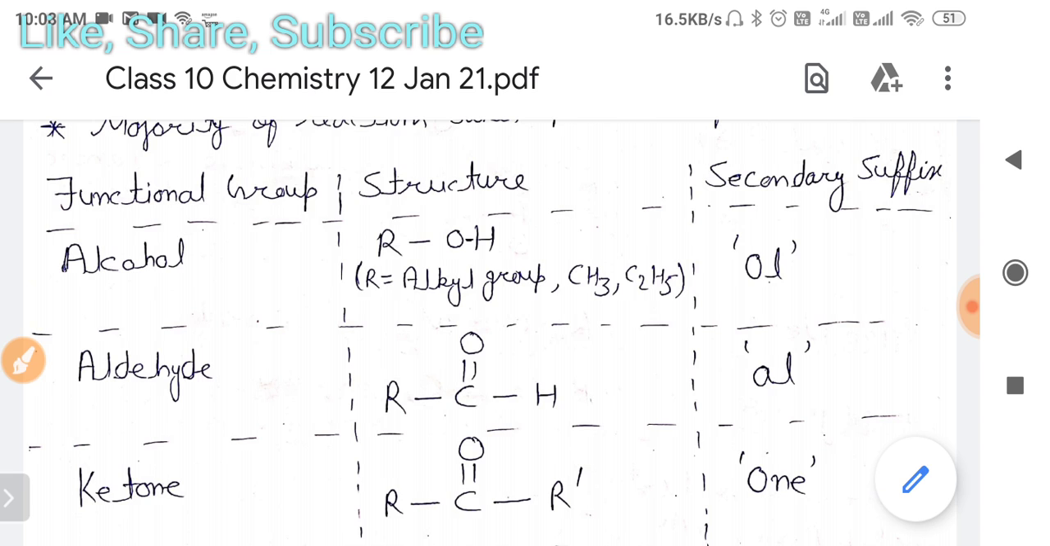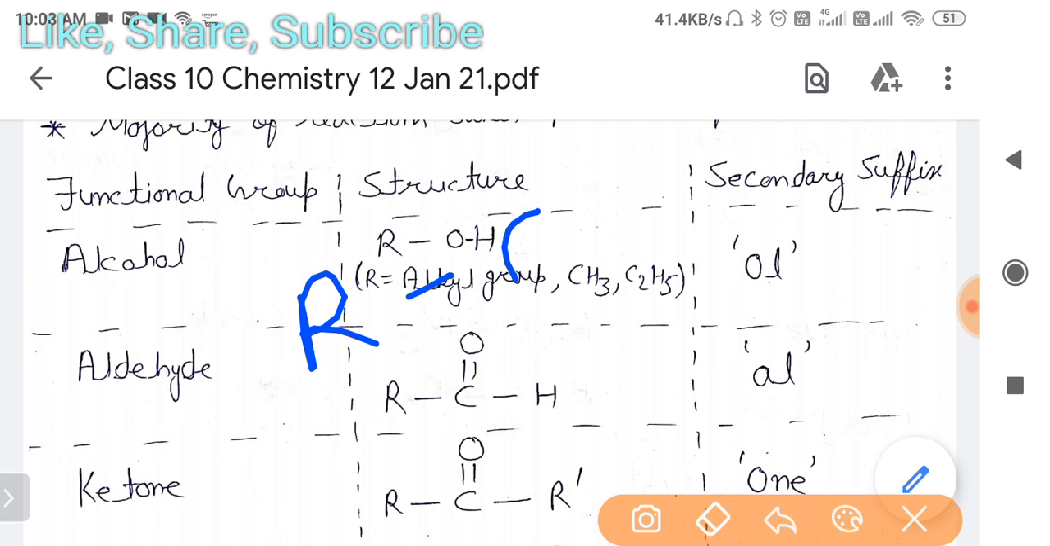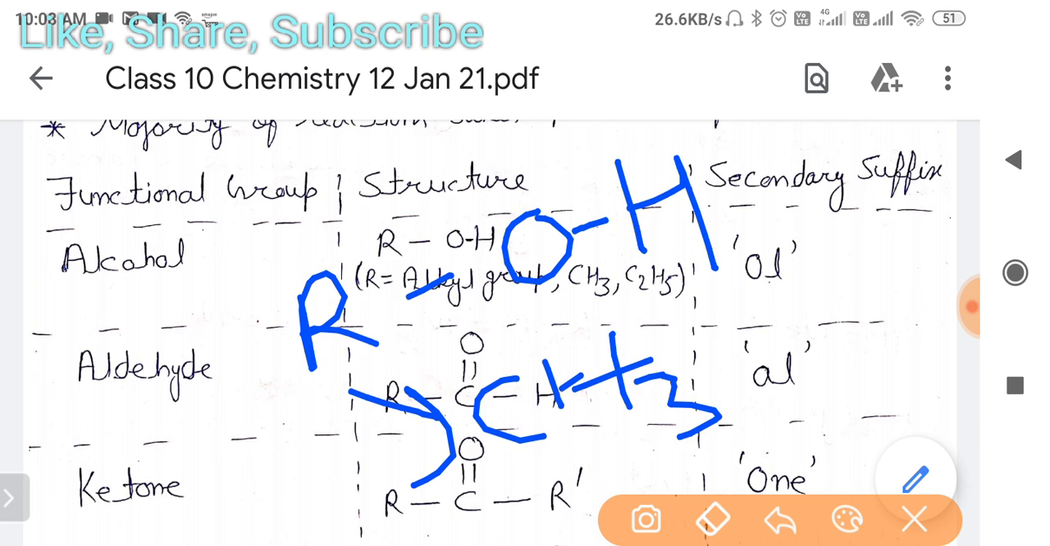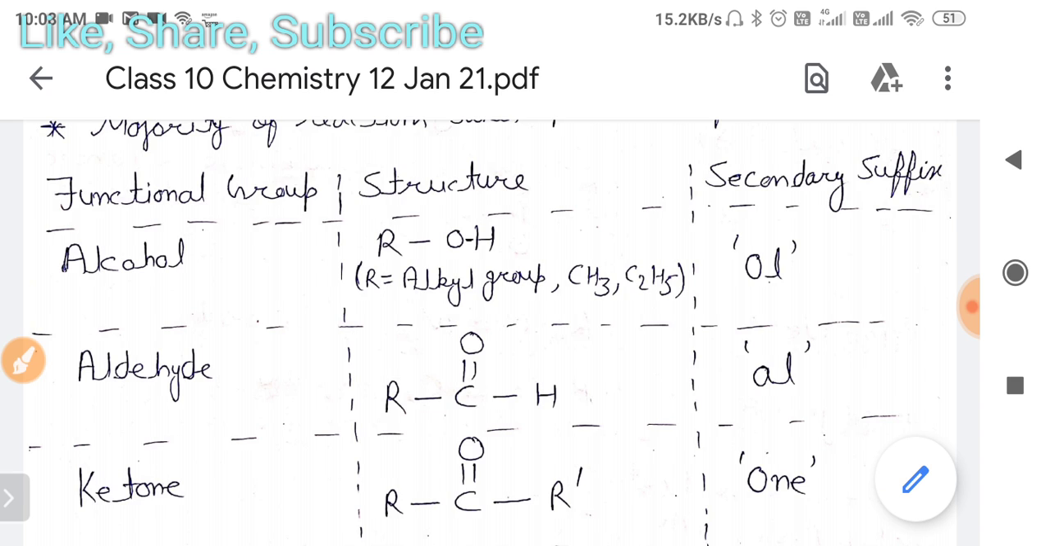This is only a 30-40 minute class, that's why I have already made the notes properly, and you have to write them. OH. ROH is represented, where R is an alkyl group. The alkyl group may be CH3, C2H5. Any alkyl group is represented here: meth, prop, whatever, methane, ethane, propane. So these alkyl groups will be present here. The secondary suffix used for alcohol is -ol. Whenever you read about butanol, ethanol till now, the -ol suffix is here.